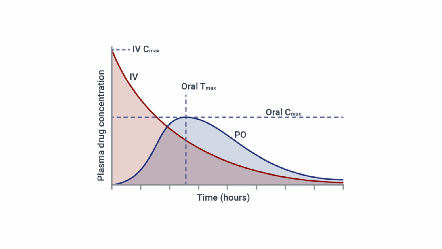In reality, achieving 100% absorption into the systemic circulation from the oral route is improbable due to obstacles encountered during gastrointestinal absorption and the potential loss of the drug through first-pass metabolism.